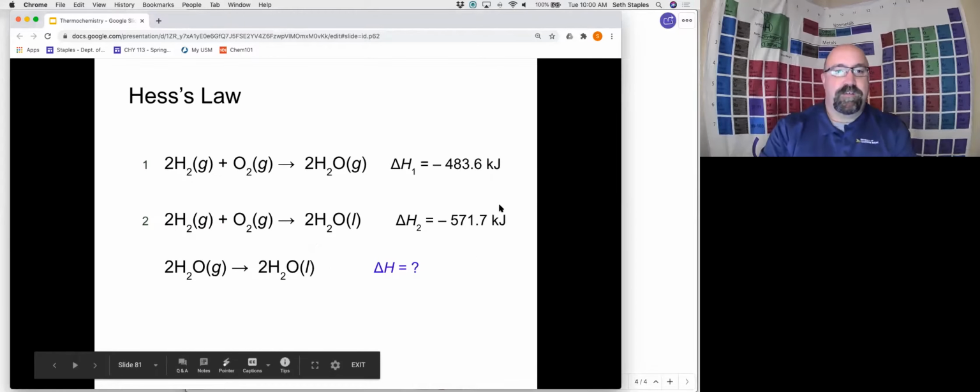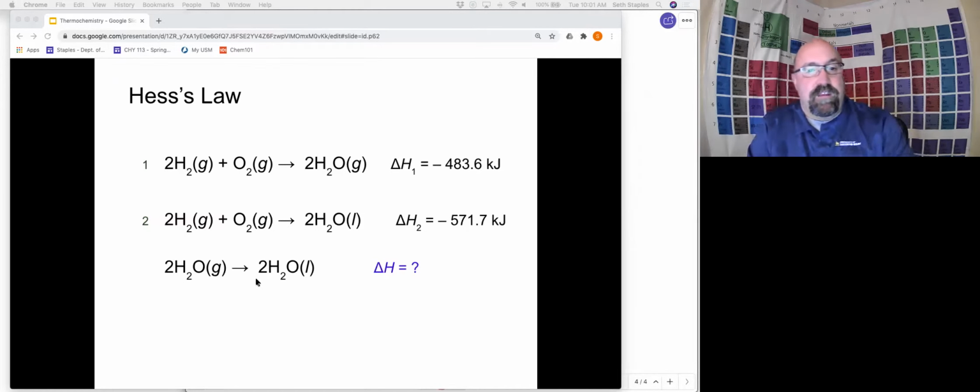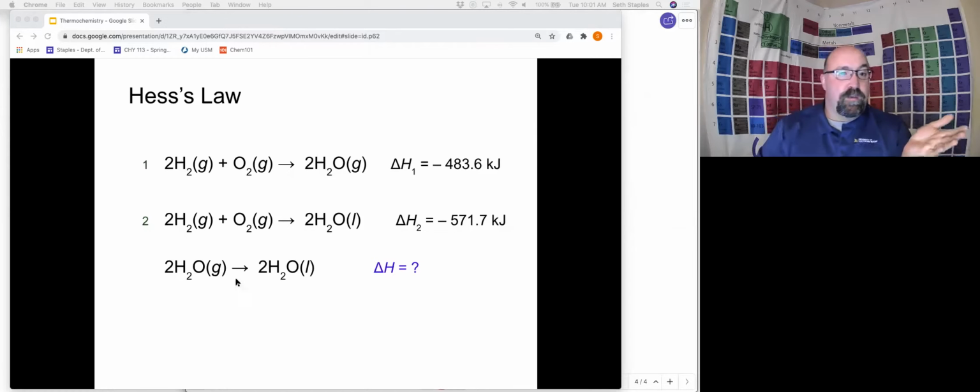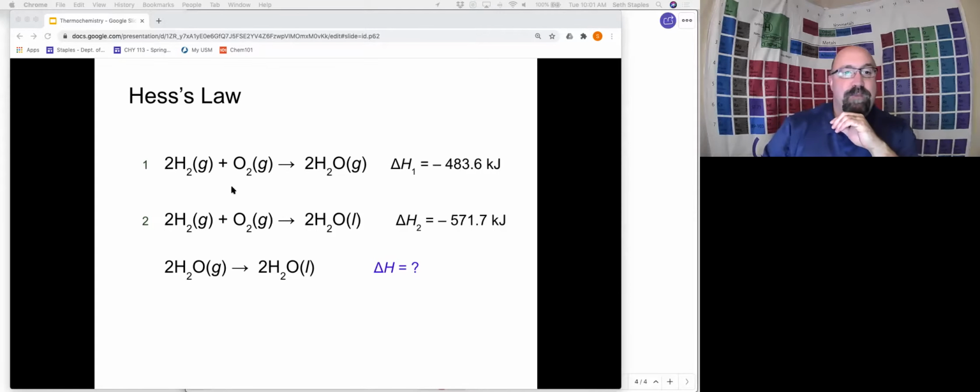So first, we can see our general Hess's law setup, that our target equation is down here. We just want to know the enthalpy change associated with a phase change of our 2 moles of water going from the gaseous phase to the liquid phase. What is our enthalpy change of that?